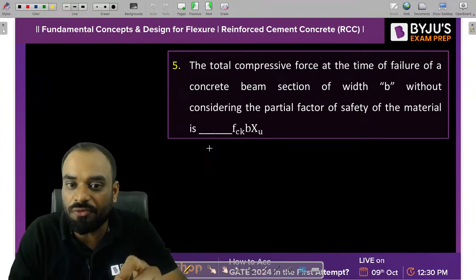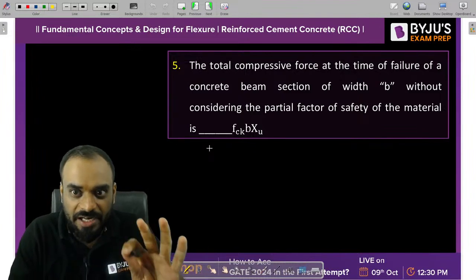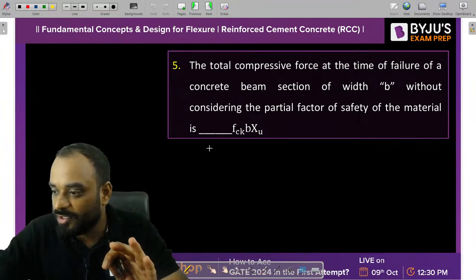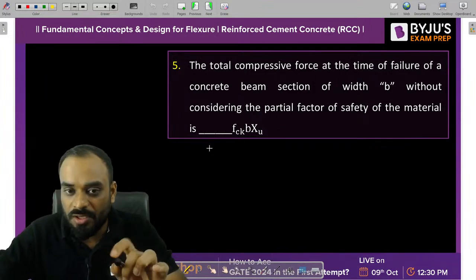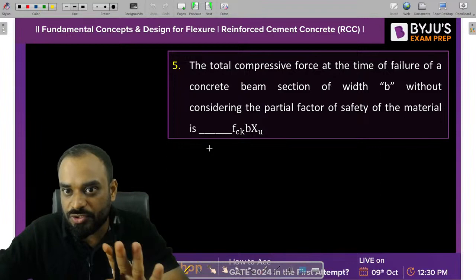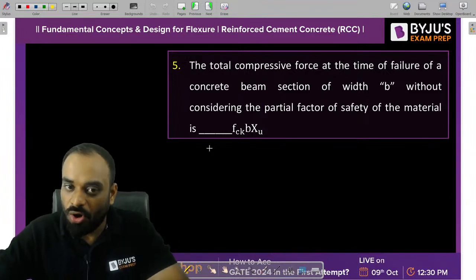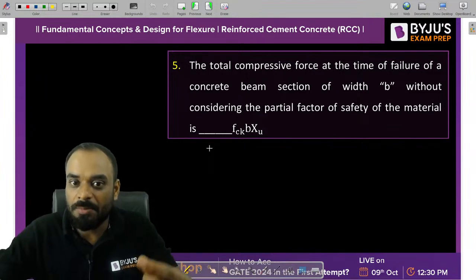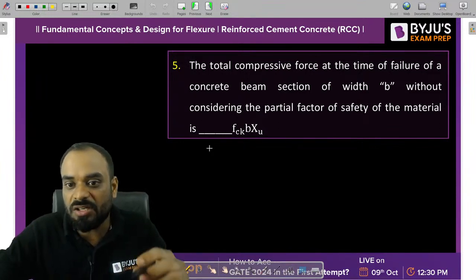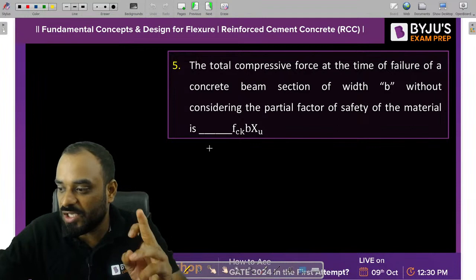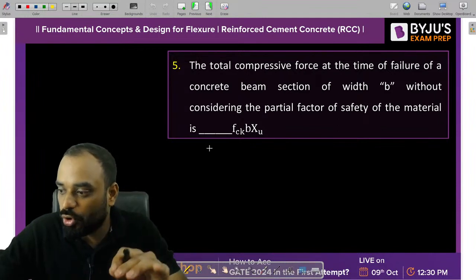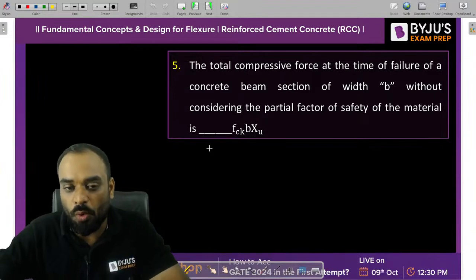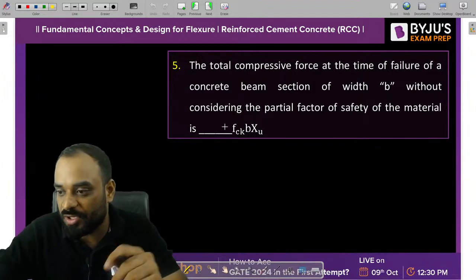Next question in front of you. Please read the question very carefully. It is very important. Okay. Read the question very carefully. The total compressive force at the time of failure of concrete beam section whose width is equal to B, but without considering the partial factor of safety of the material, is equal to how much? You don't have to consider the partial factor of safety. Now tell me, guys, what should be the factor which you have to multiply over here?